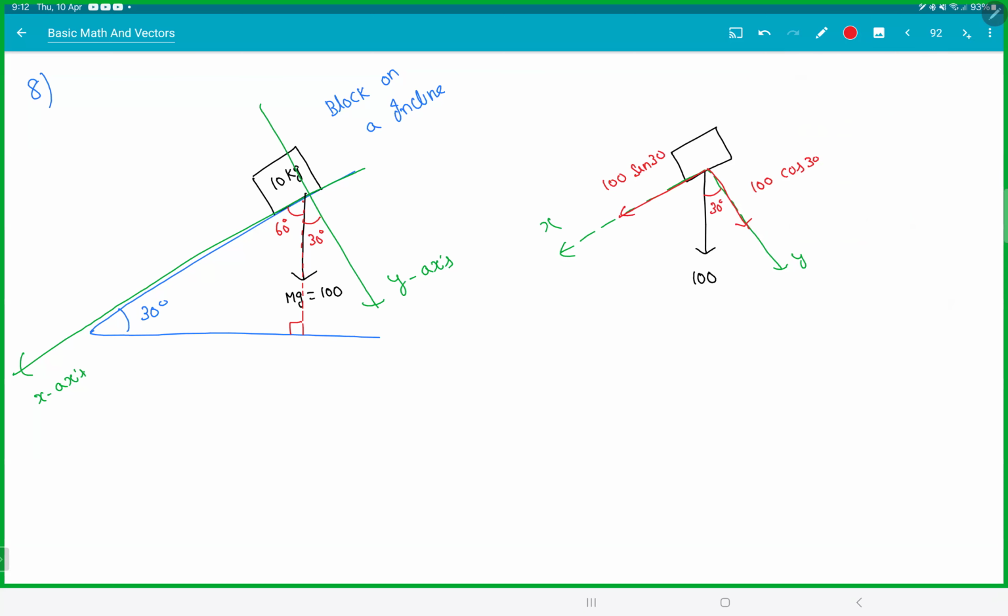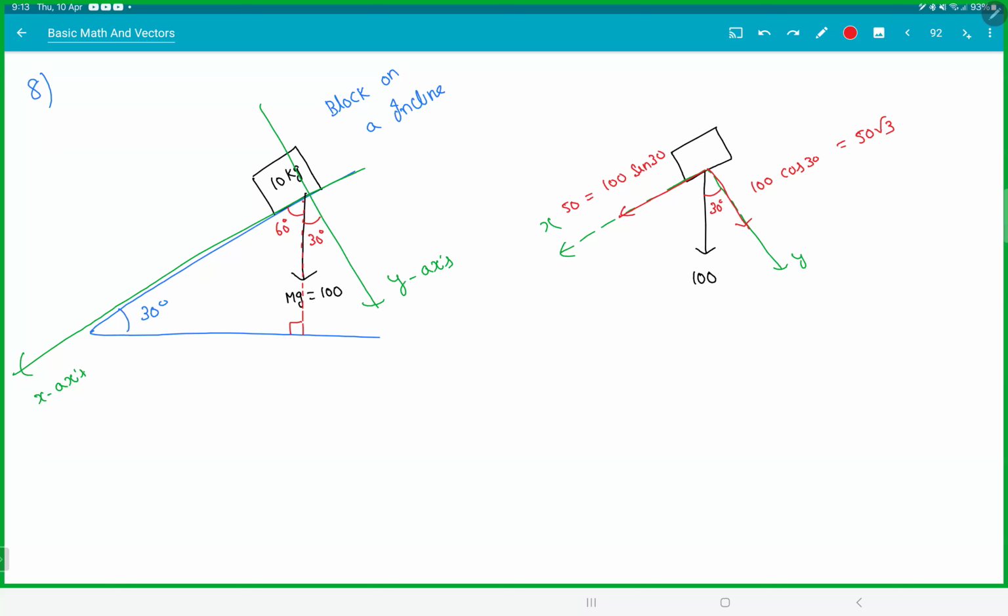You could have taken 60 also. You will get 100 cos 60. Cos 60 and sine 30, both are the same. Is this clear, everyone? So what are these components? 100 cos 30 will be 50 root 3. 100 sine 30 will be 50. It means even though your weight is 100 newtons, only 50 newtons is useful to slide on the incline. Are you getting the interpretation? Is this making sense, everyone?